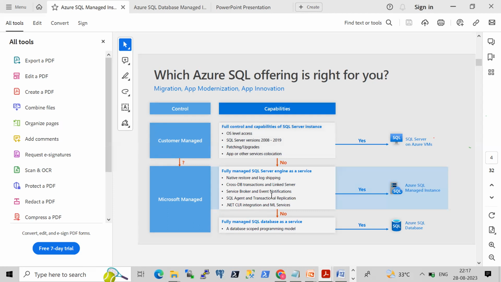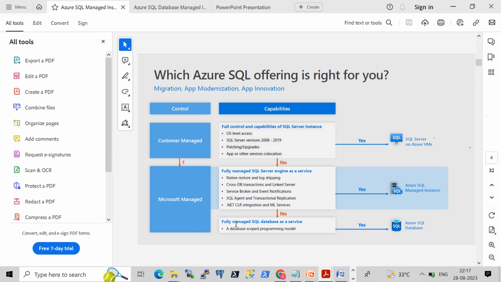And linked servers: when we need linked server support, it is not there with Azure SQL. The native linked server support is not there. We have other ways that we can discuss later. That is also very important to remember. Database mail is also not there, and SQL Agent is not there. So there are a few things that Azure SQL can't do.